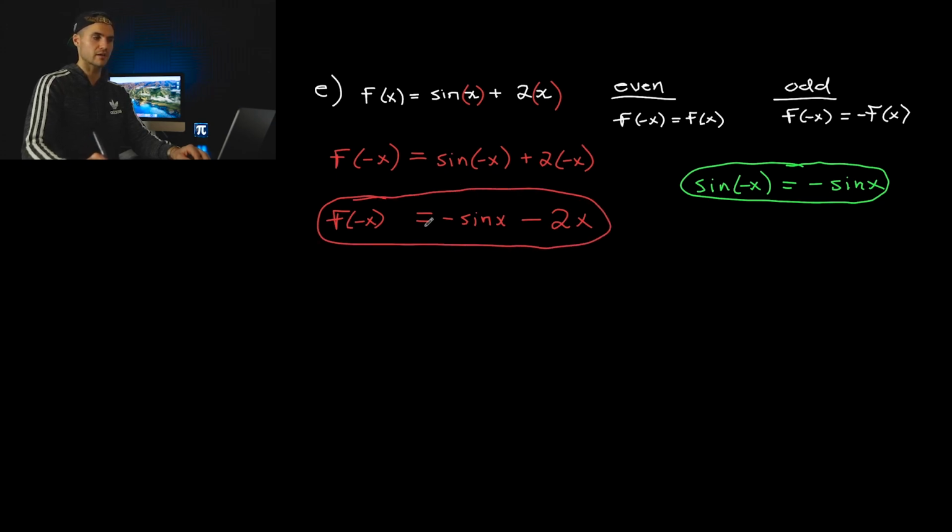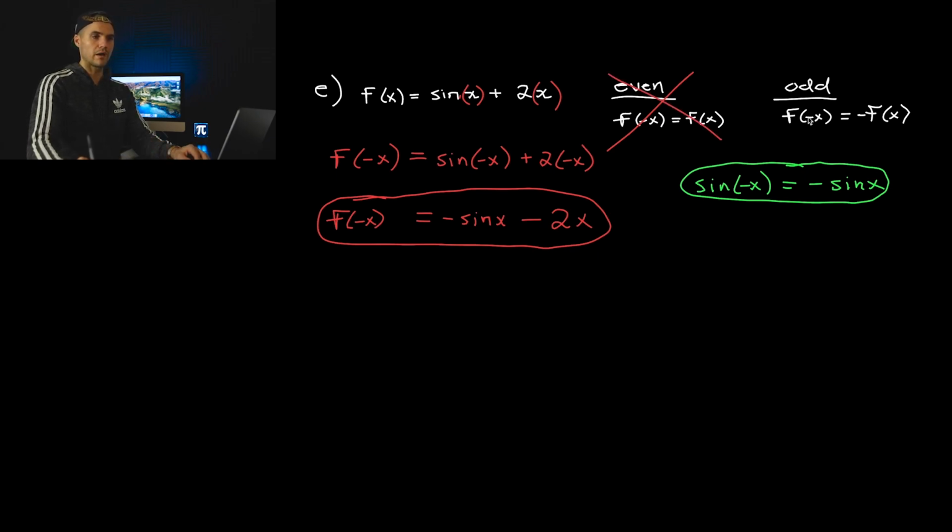So first thing we check, is f of negative x equal to the original function? Well, no, it's not, right? This f of x, sine x plus 2x, is completely different than negative sine x minus 2x. So both of these do not equal, so we know that it's not an even function.